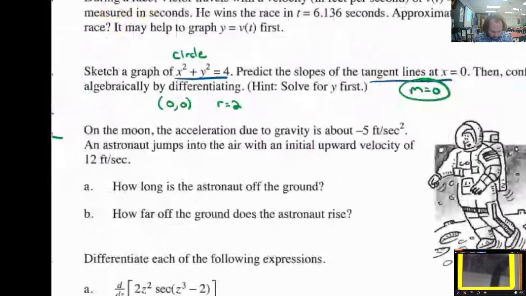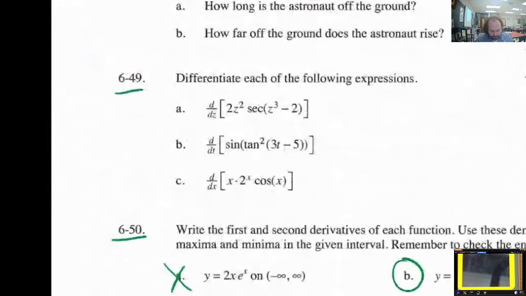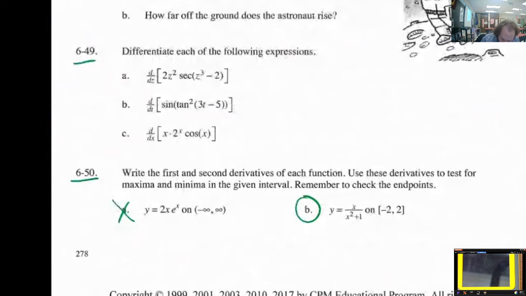Okay, let's move on. We're not dealing with 648 because we've already done one acceleration velocity problem in this lesson. We don't need to do more. Let's do some derivatives. None of these are going to be quick. They all are going to require multiple steps, so let's map out our thinking. Let's do A right here in this space. This is going to require a product rule, because the products are 2z squared and the secant of z to the third minus 2. So let's map it out.